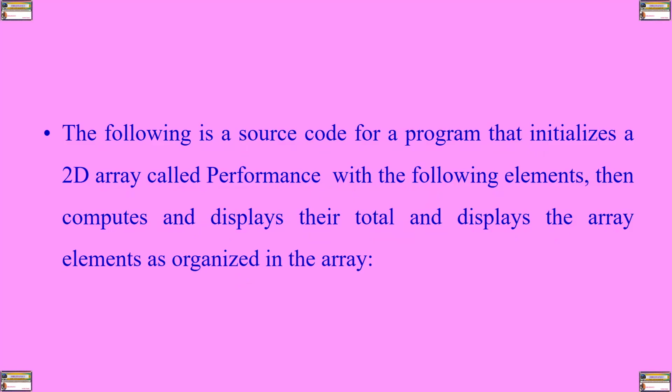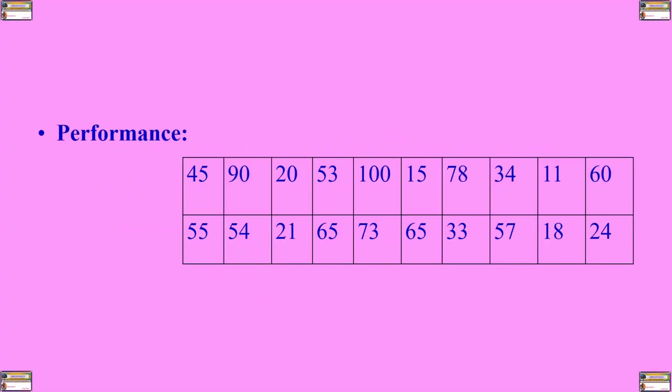The following is therefore the source code for a program that initializes the two-dimensional array that we have looked at on the performance with the following elements, then computes and displays their total and displays the array elements as organized in the array. So if we want to store these values in the memory location as an array, then we are going to have the name of our array being called performance, and then we declare the number of dimensions. So this will be two dimensions, one dimension for the rows and the other dimension for the columns. And remember, the processor identifies the first row using index 0, and the first column using index 0.